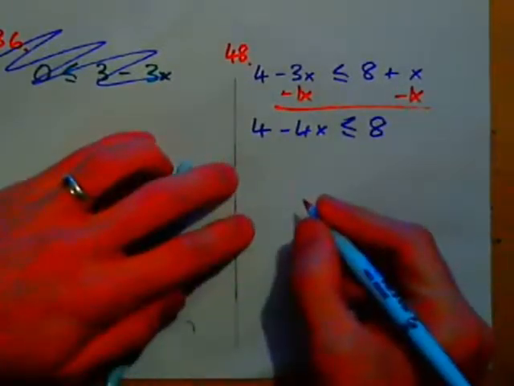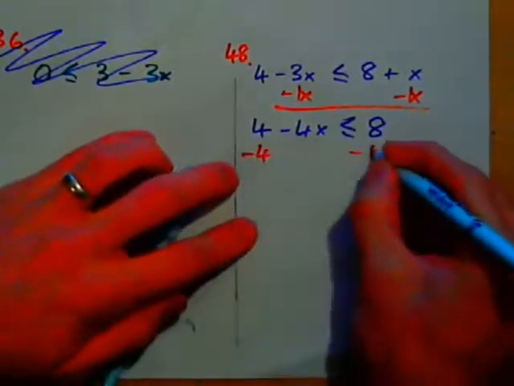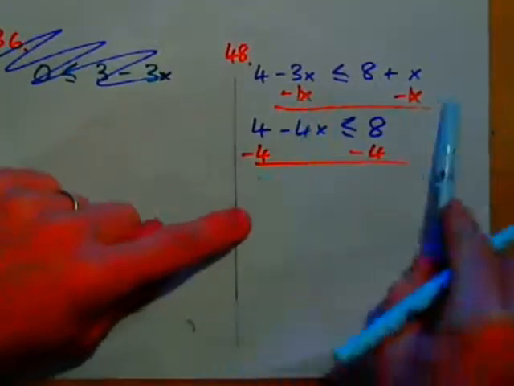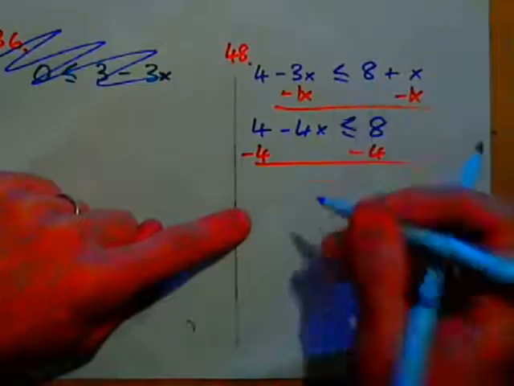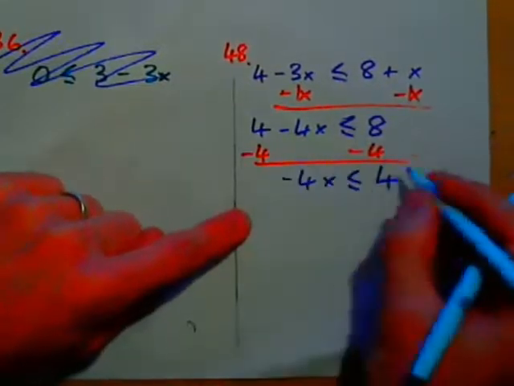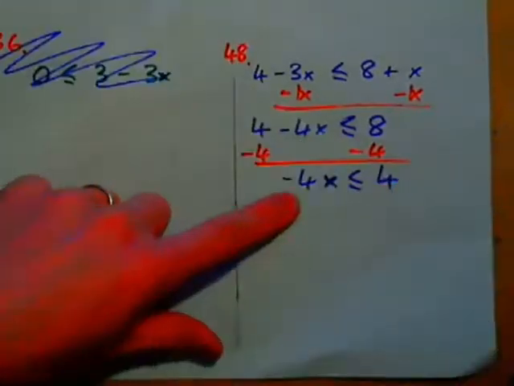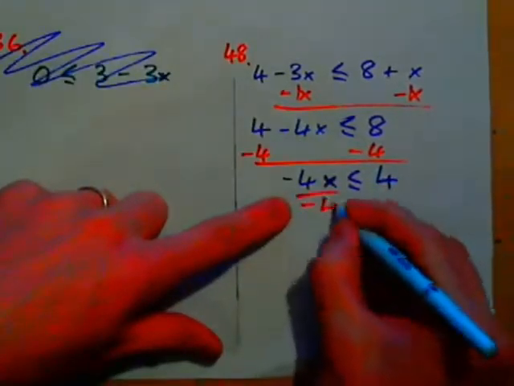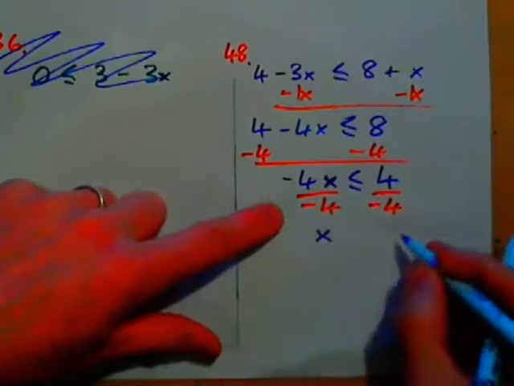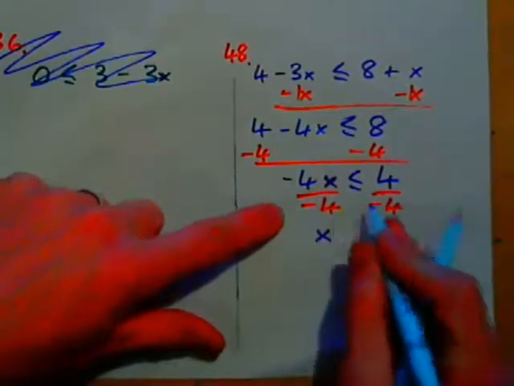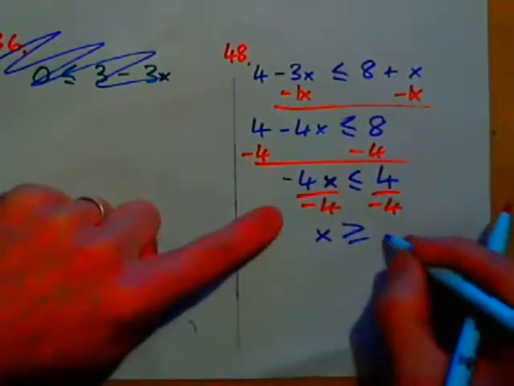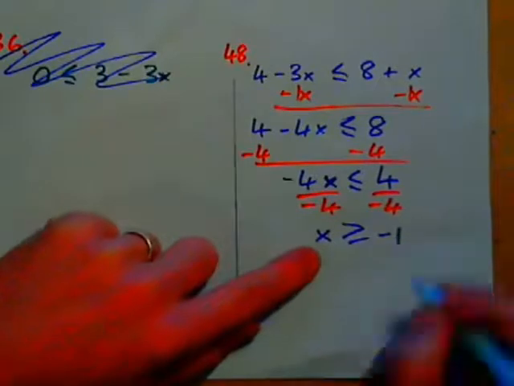Okay, now subtract 4 from both sides. And when we subtract from both sides, the inequality stays the same. You just get negative 4x is less than or equal to 4. So when you're subtracting from both sides, your inequality is in the same direction. Divide both sides by negative 4. And x is, we divided by a negative this time. When you divide by a negative, that's when you change direction. x is greater than or equal to negative 1.